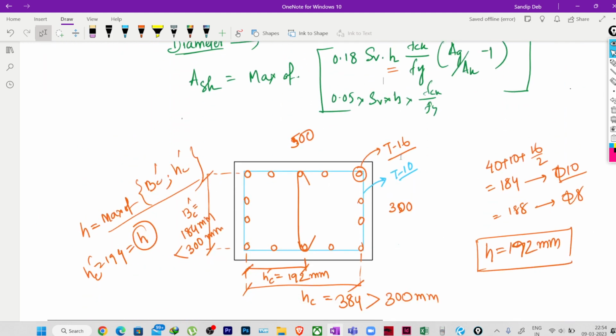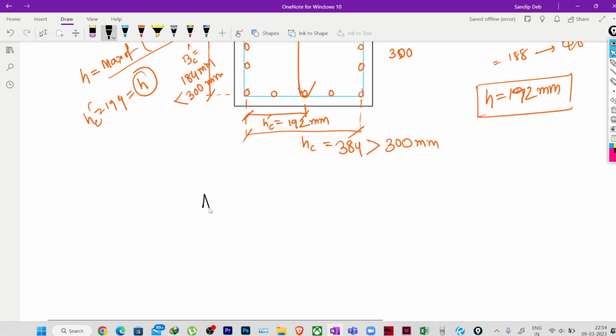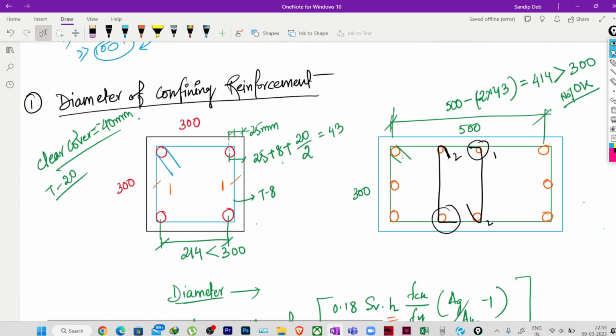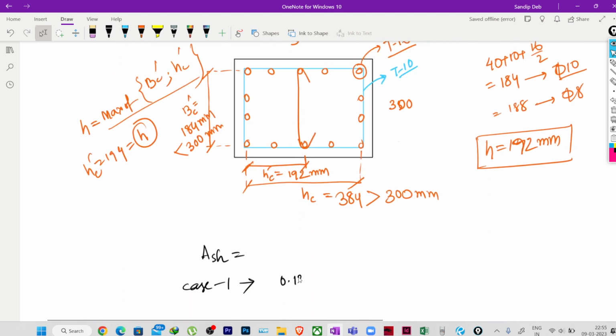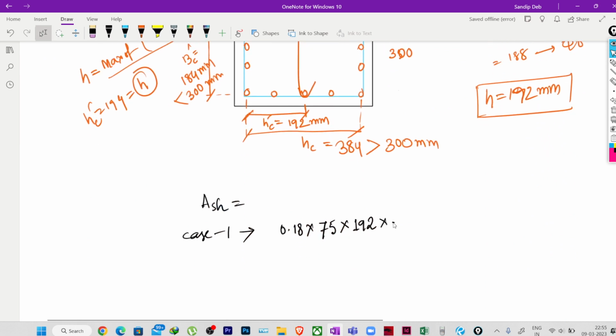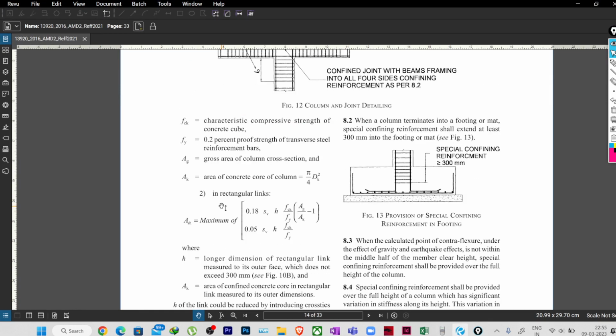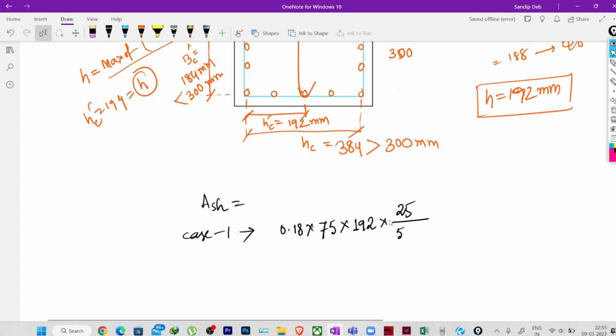So if I just use ASH equal to, case 1 is what? You see the formula, 0.18 multiplied by SV, which is 75 mm, multiplied by H, which is 192 mm, multiplied by FCK by FY, where FCK is suppose 25 Newton per mm square, considering M25 grade of concrete. And FY, let me see whether it is for the shear reinforcement or main reinforcement. 0.2% proof strength of transverse steel reinforcement bars. Okay, so rather than considering 500, we'll be considering 415 actually for the transverse reinforcements. Okay, so 415.